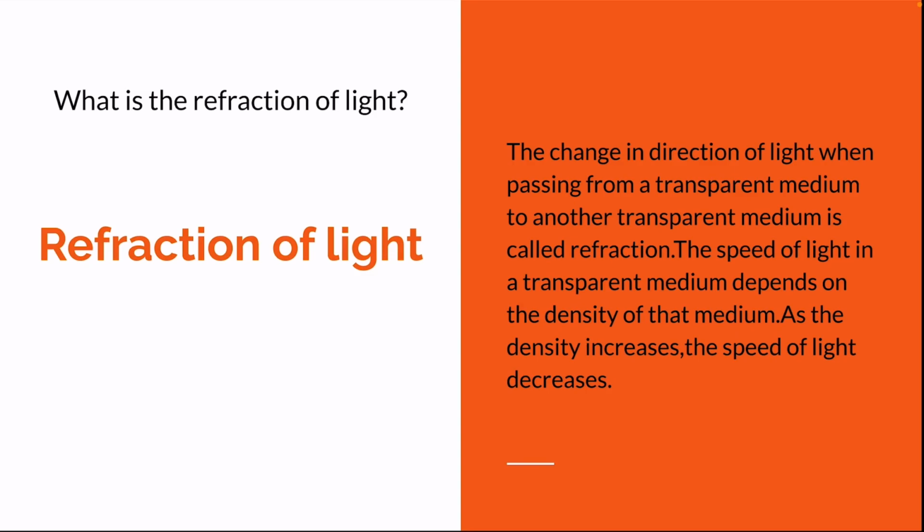What is the refraction and what is the refraction of light? The change in direction of light when passing from a transparent medium to another transparent medium is called refraction. The speed of light in a transparent medium depends on the density of that medium. And as the density increases, the speed of light decreases.